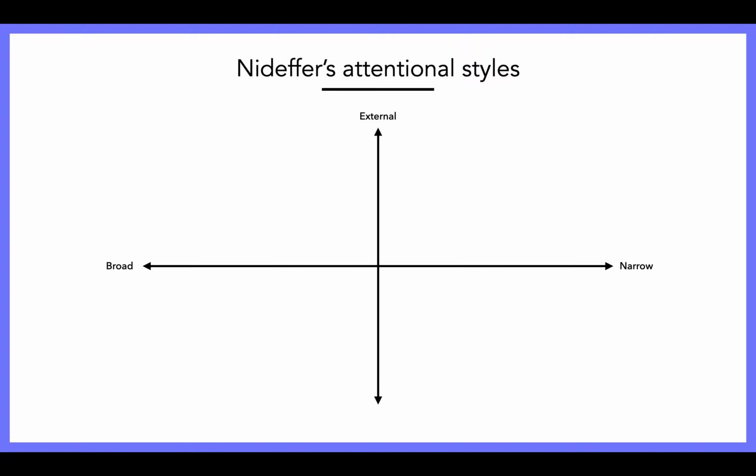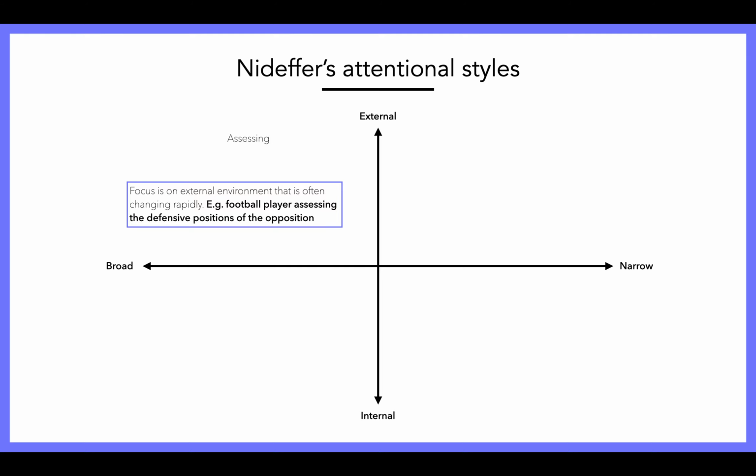And this is known as assessing. So assessing is when you focus on the external environment, the stimuli the environment provides, that often changes rapidly, especially in sports such as football and basketball. Things are constantly changing throughout the game, because if it didn't, it'd be very easy. So an example there is a football player assessing the defensive positions of the opposition.